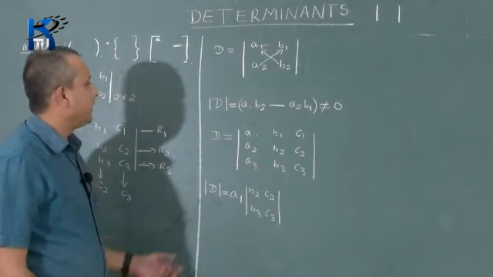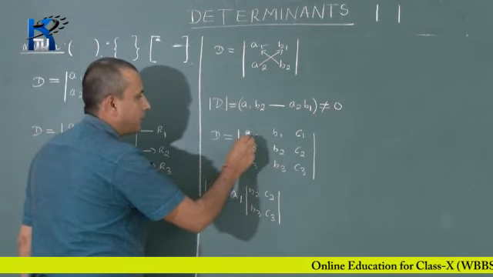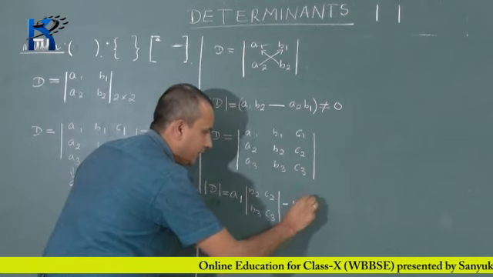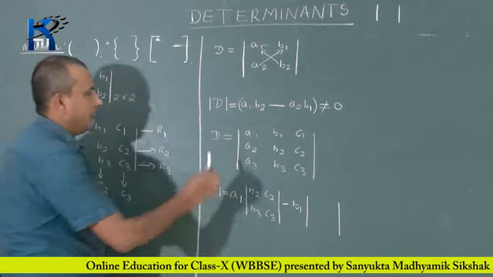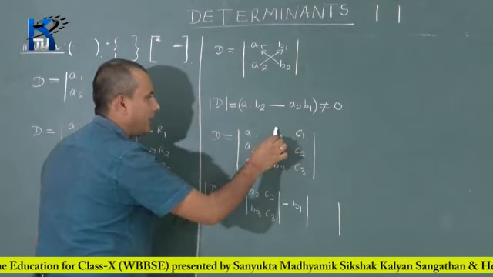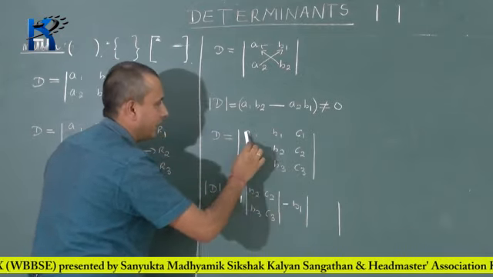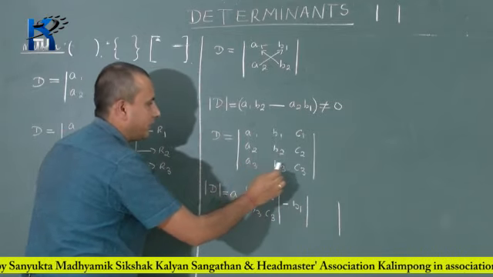I already told you that the elements of a determinant have their own signs. If this one is plus, then this one is minus B1. If you consider B1, then you have to cancel the elements of the horizontal row of B1 and the vertical column of B1. This and this get cancelled. This and this get cancelled. What you will get? A2, C2, A3, C3.